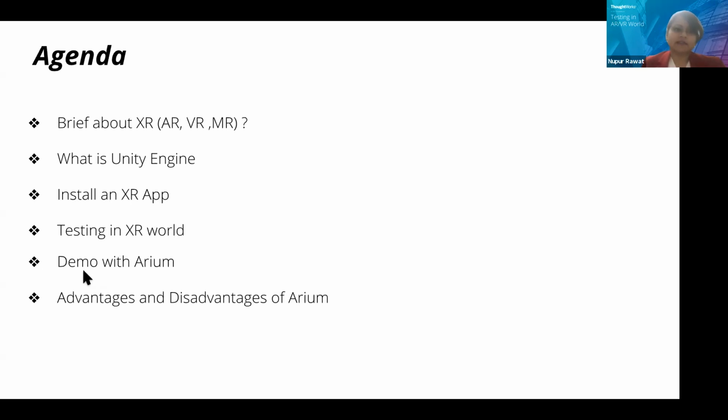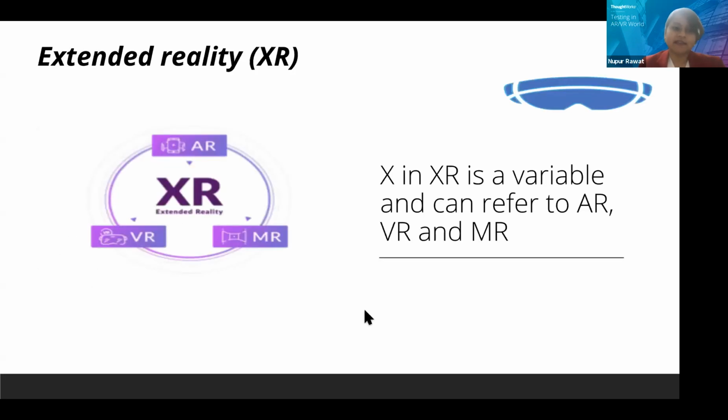So, let's first know what is the definition of XR. XR is nothing but extended reality. XR is the umbrella term that can be used for AR, VR, or MR. There are some apps that are using AR, some are using VR, and some are using MR. So instead of interchangeably using all these three terms, we use one umbrella term, that is XR. We have written a small note in the slide here that X in the XR is a variable and it can refer to AR, VR, or MR.